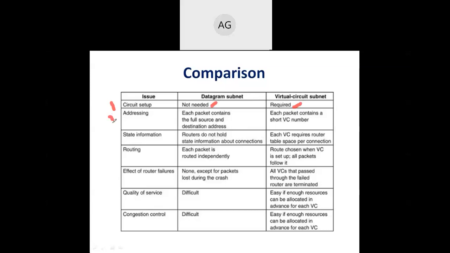The second point is addressing. In the case of datagram, each packet contains the full source and full destination address. In the case of virtual circuit, each packet contains the virtual circuit number. VC is the short form of virtual circuit. The third point of difference is state information. In datagram, routers do not hold state information about connections, but in virtual circuit, each virtual circuit requires router table space per connection.